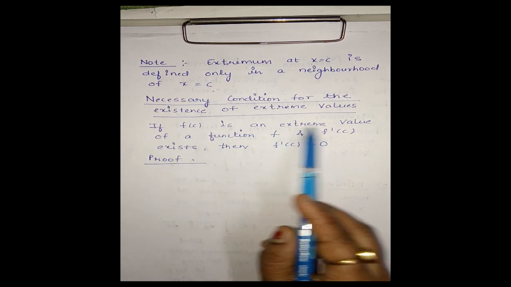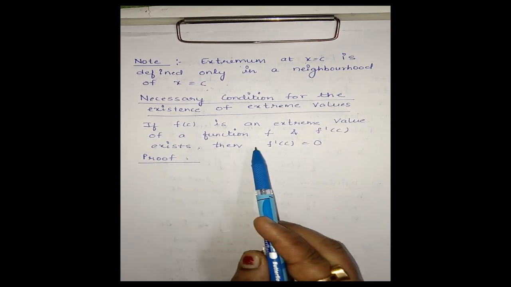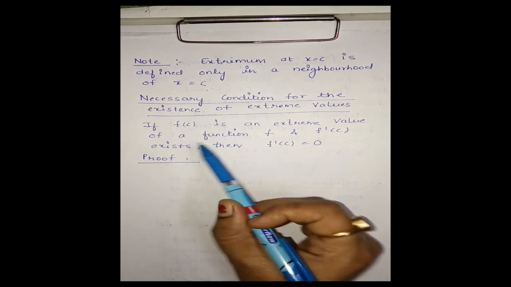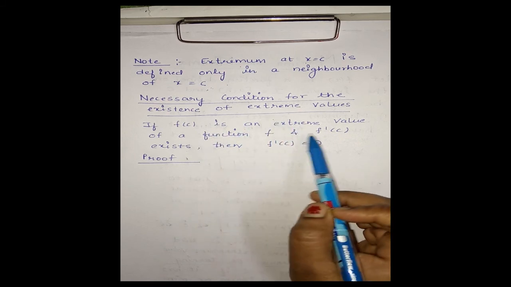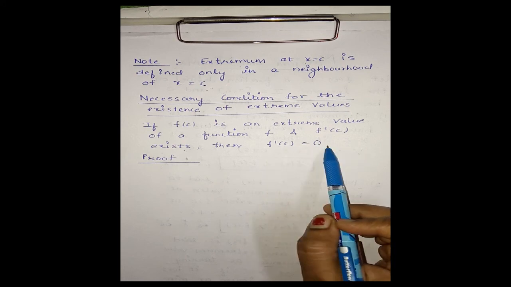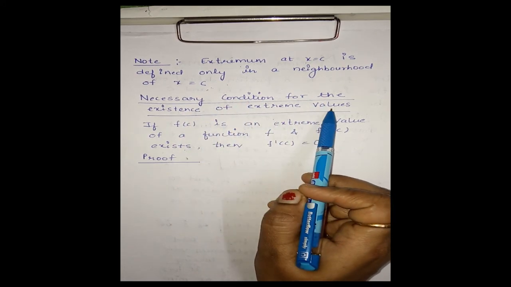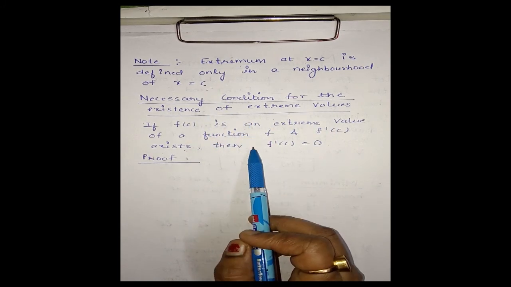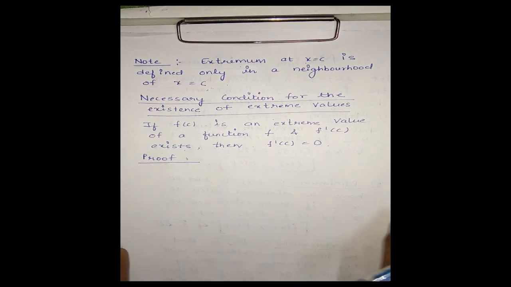If f(c) is an extreme value of a function f and f'(c) exists, then f'(c) is equal to 0. We have two conditions: first, if f(c) is an extreme value, and second, if f'(c) exists, then f'(c) is equal to 0. This is the necessary condition for the existence of extreme values. Here we note that this is the necessary condition, not the sufficient condition. Okay, now let us prove this result.